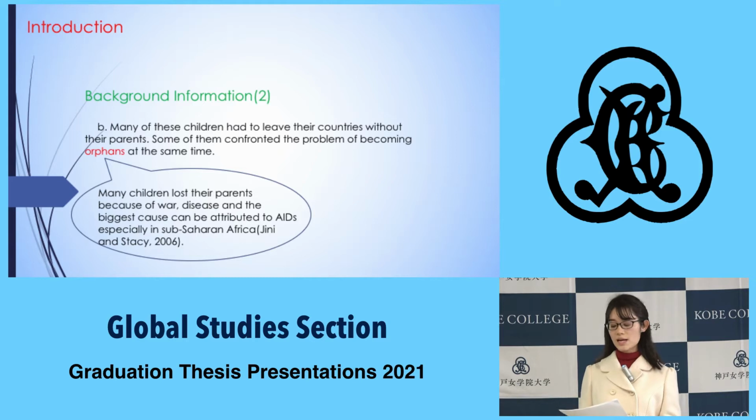Many of these children had to leave their countries without their parents, and some of them confronted the problem of being orphans at the same time. They lost their parents because of war, disease, and the biggest cause can be attributed to AIDS, especially in sub-Saharan Africa.